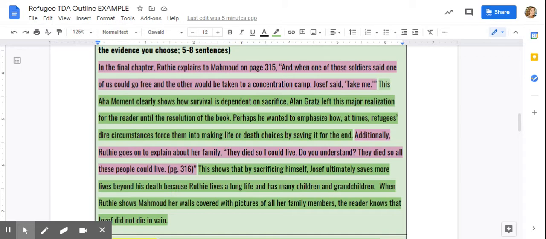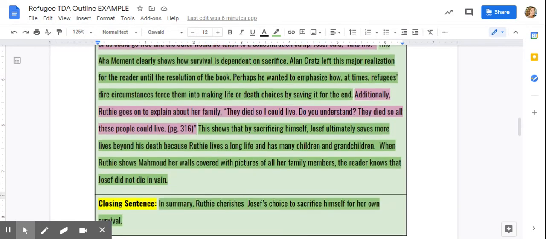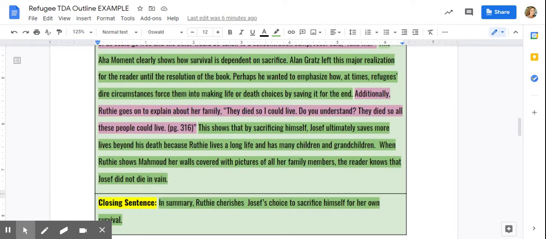Okay. Now here comes my analysis. Okay. Original thinking about this. This shows that by sacrificing himself, Joseph ultimately saves more lives beyond his death because Ruthie lives a long life and has many children and grandchildren. So what I'm saying there is he didn't just save Ruthie, he saved her children and grandchildren too, because without Ruthie, those people would not exist. And then I said, when Ruthie shows Mahmoud her walls covered with pictures of all her family members, the reader knows that Joseph did not die in vain. So there's my analysis for that second quote.